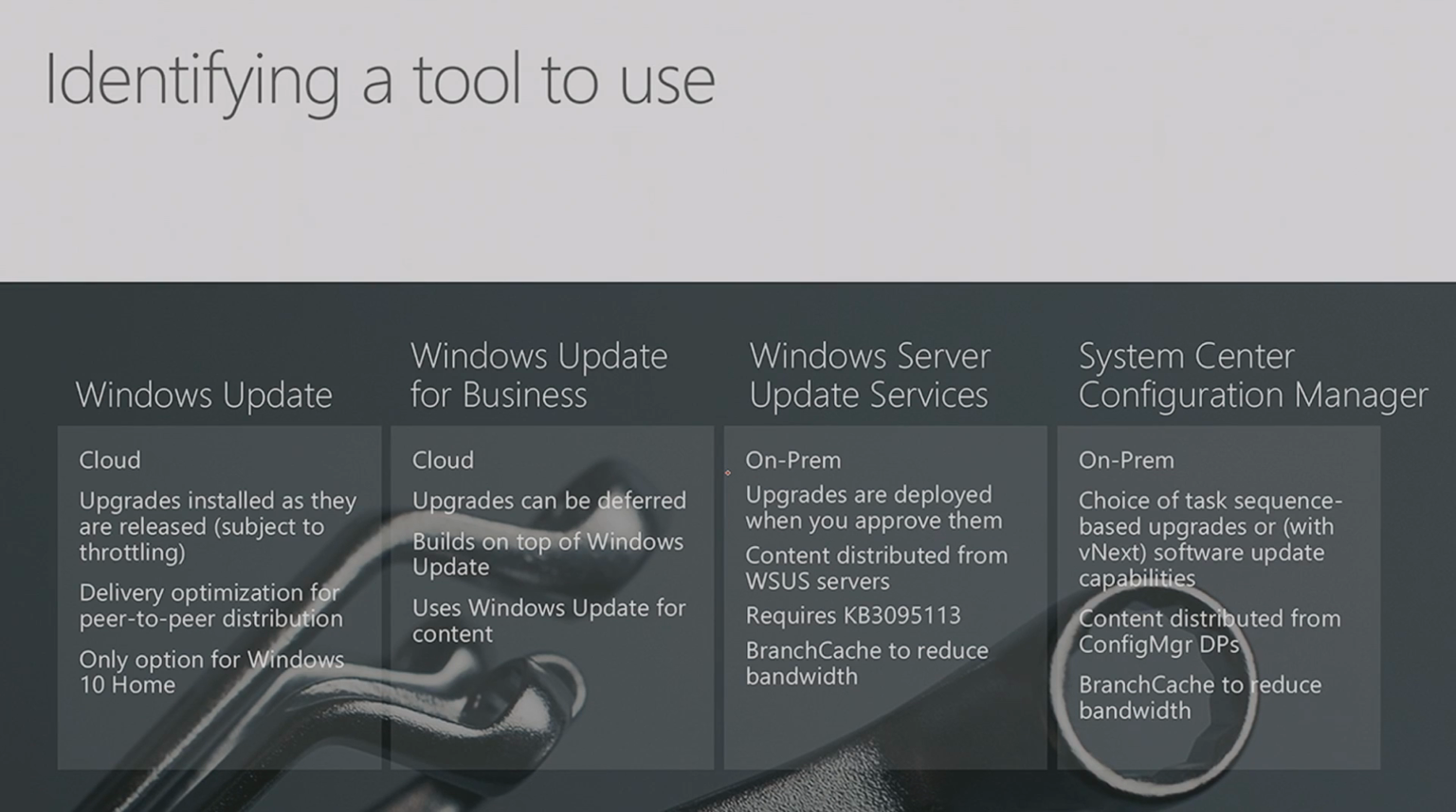Most of you today probably have an existing patching tool in place. A lot of people use WSUS. Those that don't are probably using System Center Configuration Manager. There are some other third-party products out there that you might be running. Those are generally all on-prem solutions. In the case of WSUS and Config Manager, they both provide peer-to-peer capabilities with BranchCache, Delivery Optimization, or Config Manager.